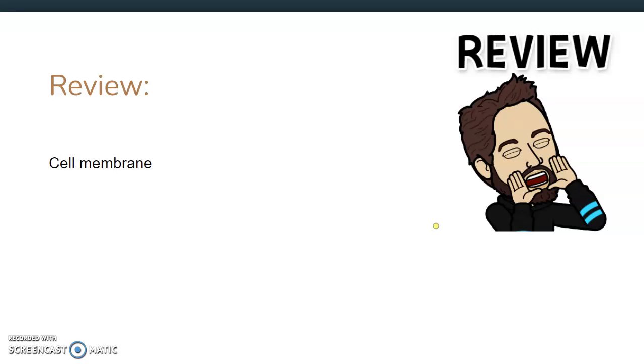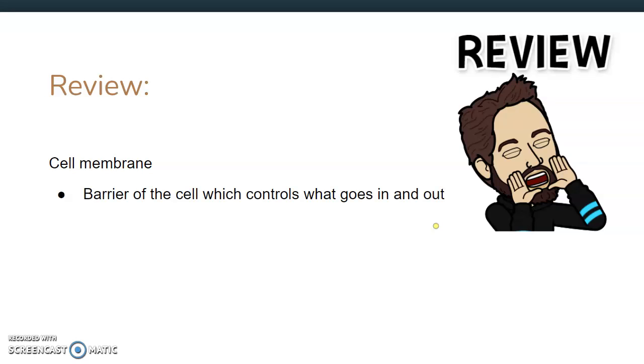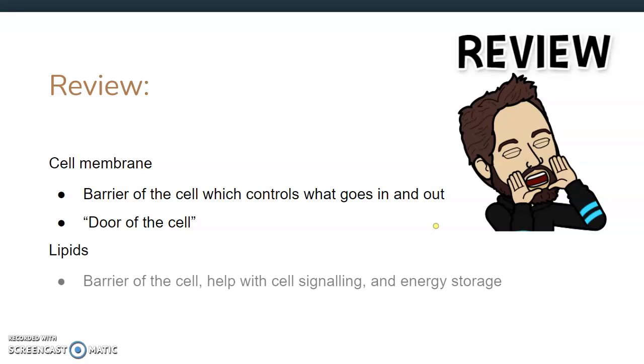We've learned before that a cell membrane is the barrier of the cell which controls what goes in and what goes out. And we also said that it was a lot like the door of the cell. It's usually closed, but it would open up for certain people, or certain nutrients, I should say, and really protected the cell from the outside. Everything on the inside stayed on the inside, and everything on the outside stayed on the outside.